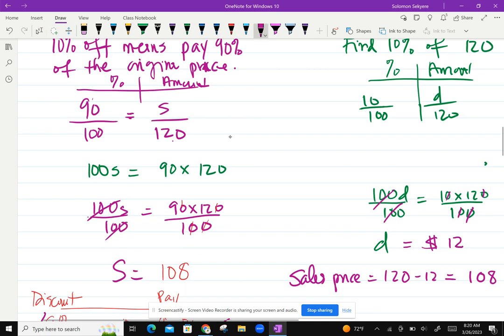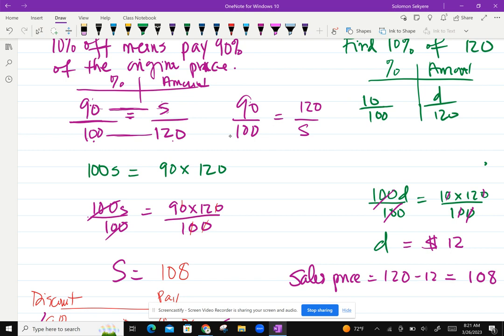So I come and set my proportion. 90% means 90 over 100, right? What is that amount going to be? I don't know. I'll say that's the sales price. I'll use the variable S. The 100% matches the original price, right? So I say 90 over 100 is equal to S over 120. You need to set up your proportion right. If you write 90 over 100 and you make a mistake and you say 120 over S, you've made a mistake.